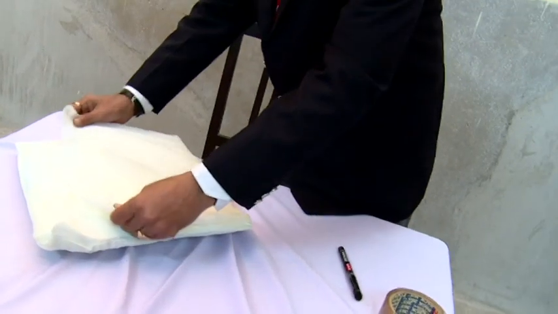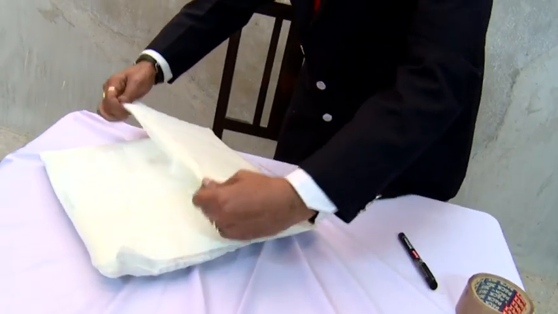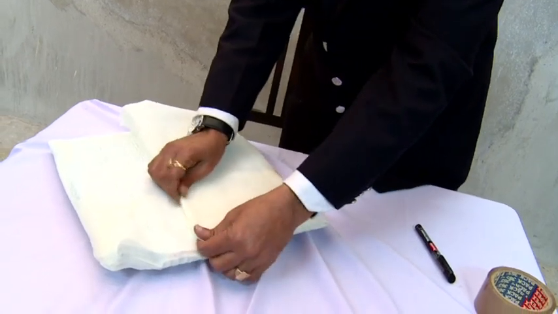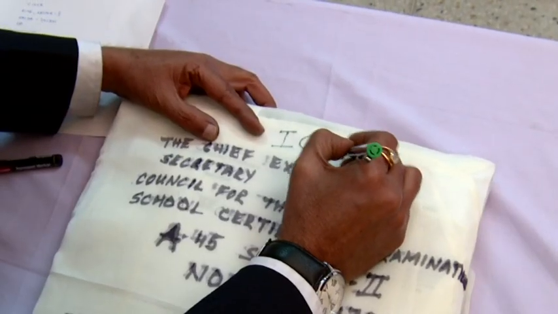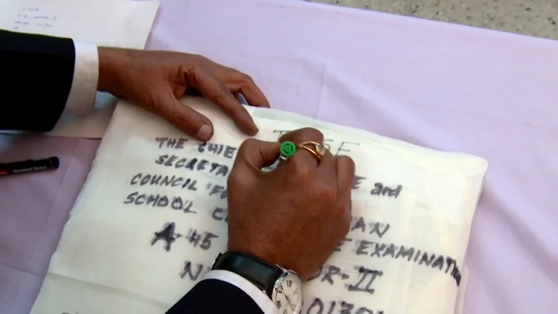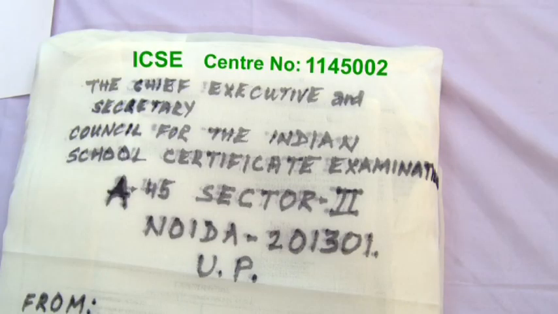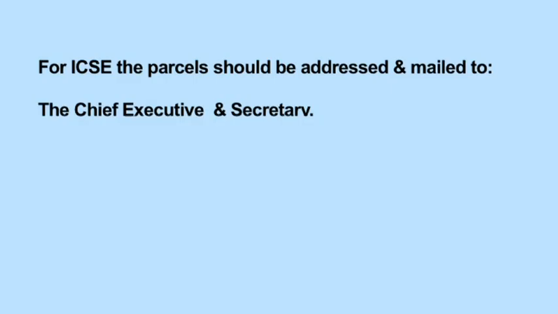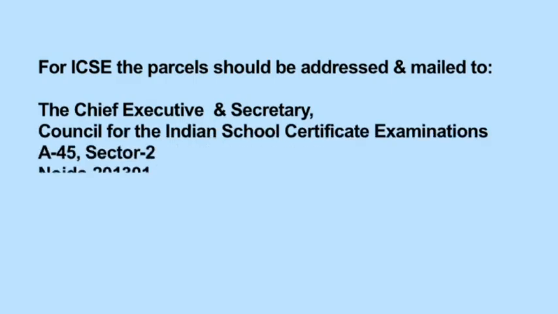All envelopes need to be packed and sealed in a cloth parcel and dispatched to the office of the council on the same day of the examination. The letters ICSE in capital letters and center number must be clearly mentioned on the top of the cloth parcel. The ICSE parcels should be addressed and mailed to the Chief Executive and Secretary, Council for the Indian School Certificate Examinations, A45, Sector 2, Noida, 201301, Uttar Pradesh.